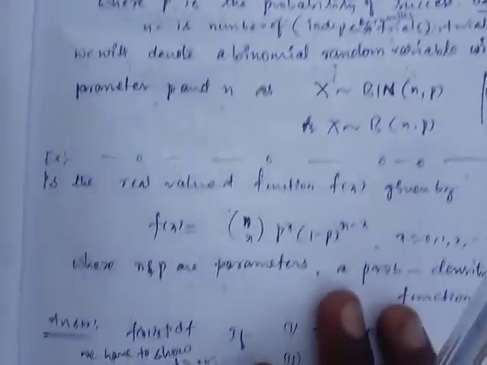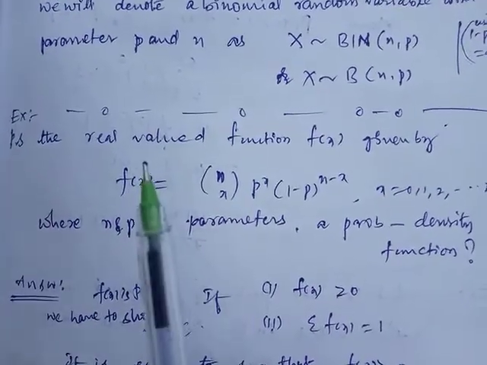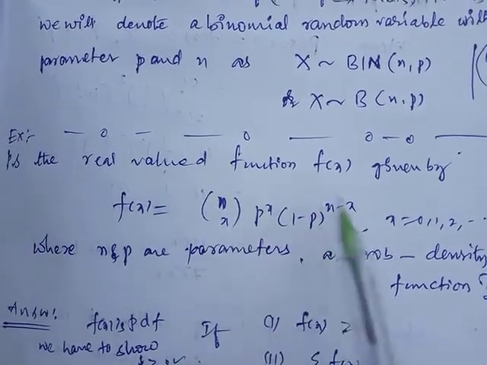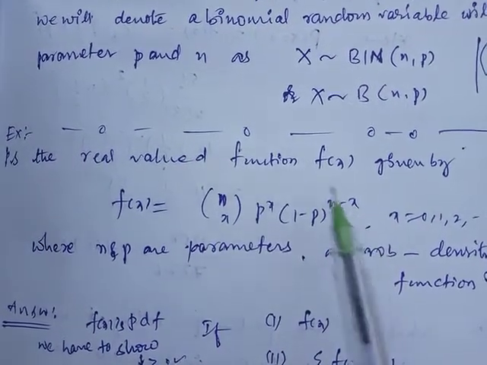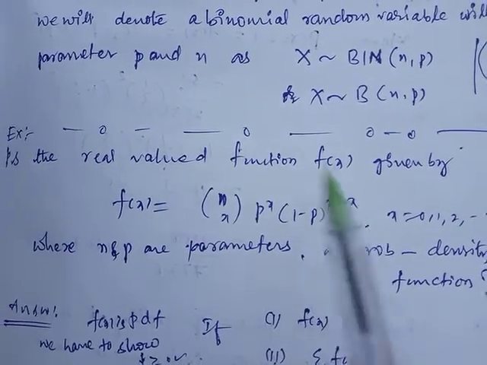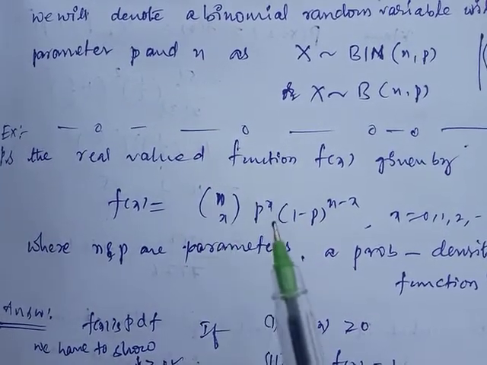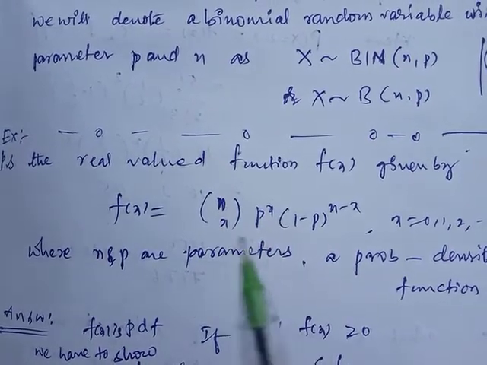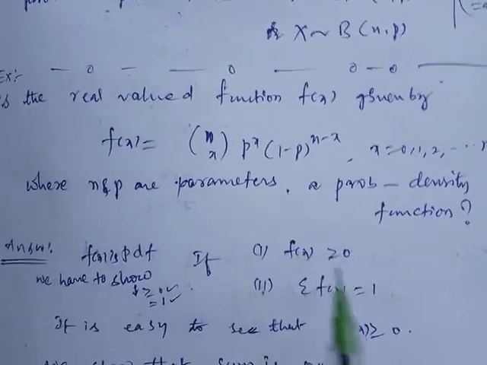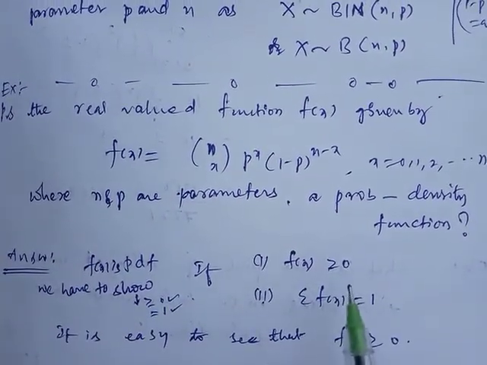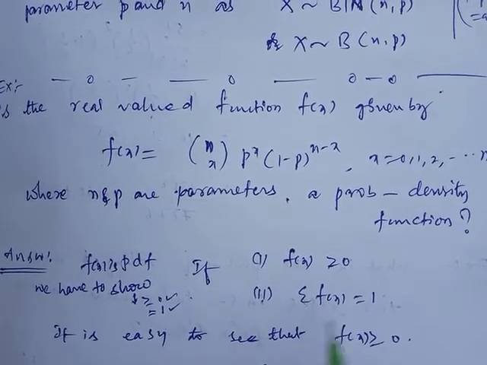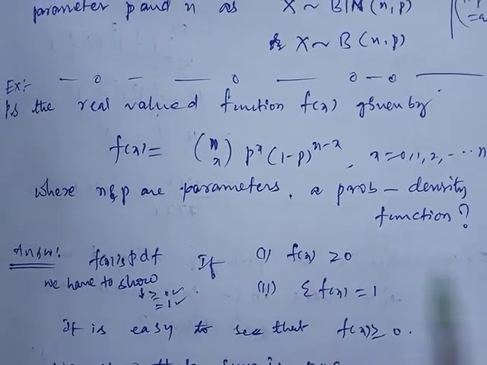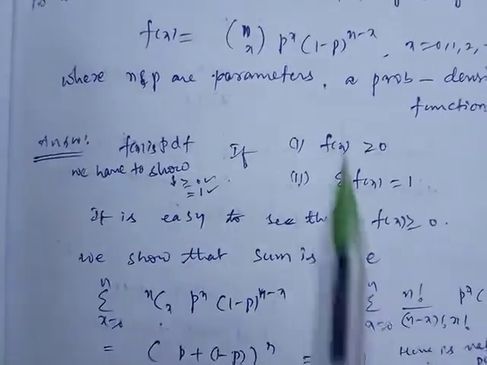See here another example. Is the density function valid or not? How to find whether it is valid or not? A valid density function has two properties. First, f of x is non-negative, greater than or equal to 0, and second, the total summation is exactly equal to 1. The first property is easy to see.